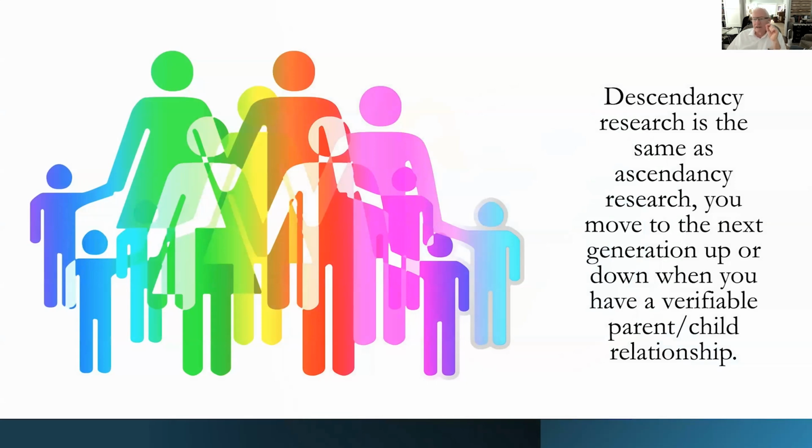So remember that descendancy research is the same as ascendancy research, meaning whether you're coming towards the present or going back in the past, you move to the next generation up or down when you have a verifiable parent-child relationship. Until you have that, putting in any kind of guess is not allowed by the rules of the game. It's nothing but an opinion and is not supportable. No one else who comes along trying to verify this information will accept just a name. It's not going to happen.